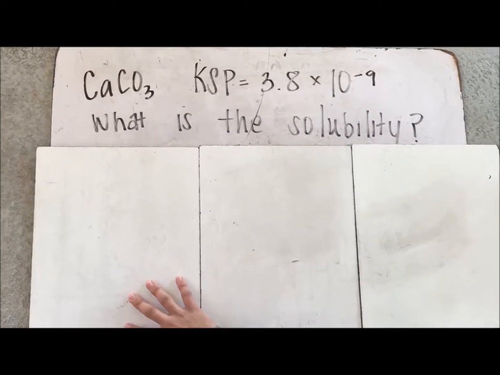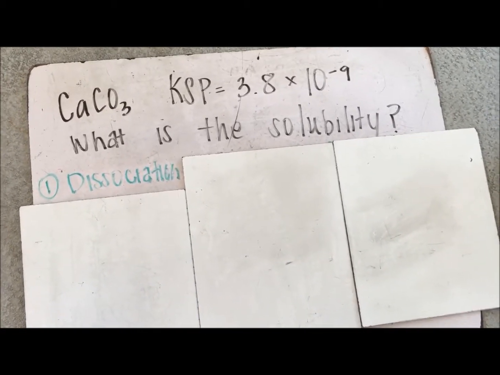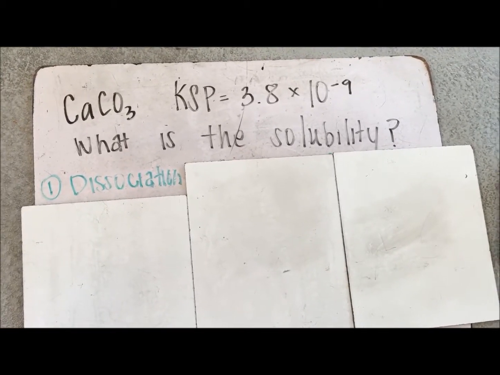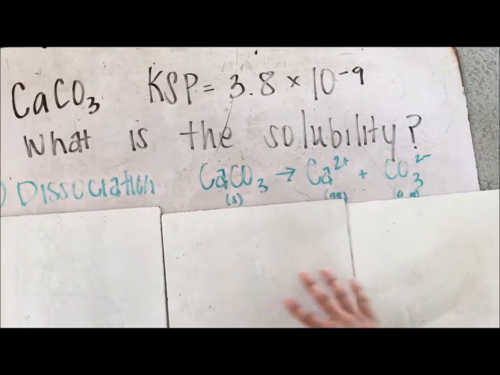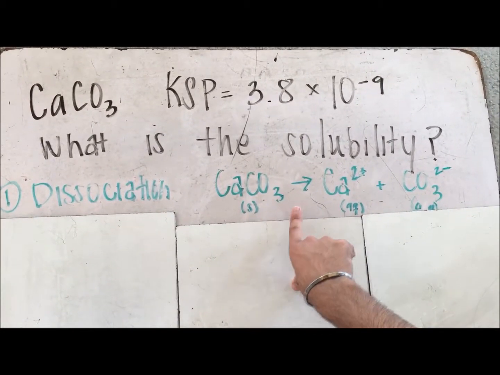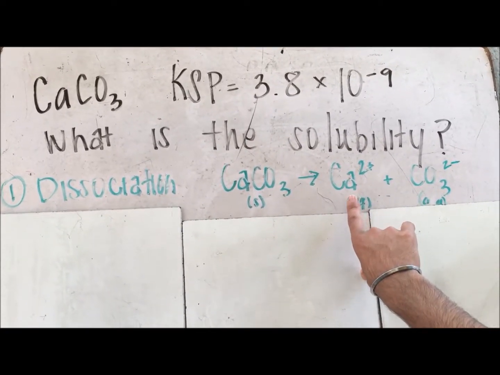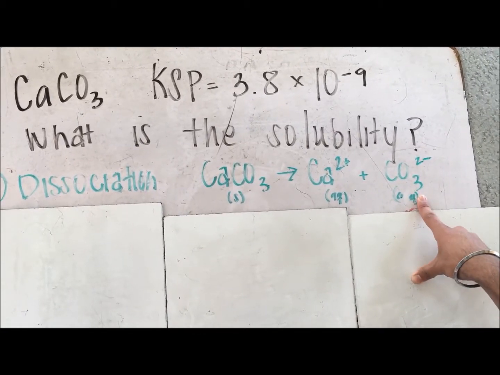So the first step is to write the dissociation reaction, which is a reaction that outlines the dissociation process of calcium carbonate. So this is how you write it. You start with calcium carbonate, which is the solid, and it's dissociating in water into calcium 2 plus, the cation, plus carbonate 2 minus, the anion.